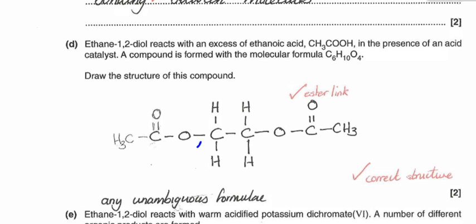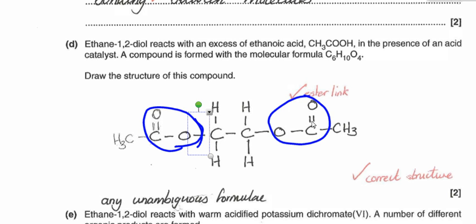I've got an ester link here, let's draw it for you then, an ester link here, and an ester link there, and getting one mark for that correct ester link. So even if you don't get the whole molecule correct, you get one mark for a correct ester link, and then one for the whole structure. So let's just have a quick look at how we've got that ester.